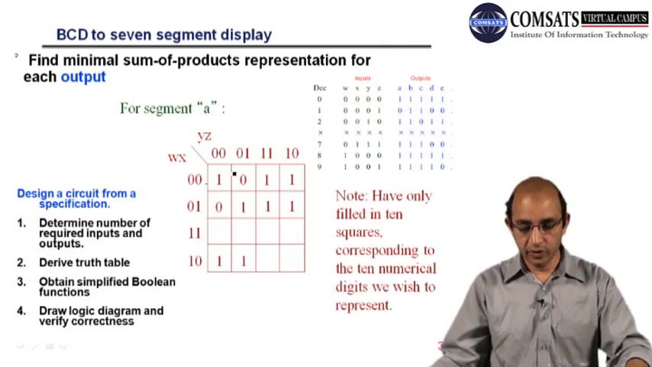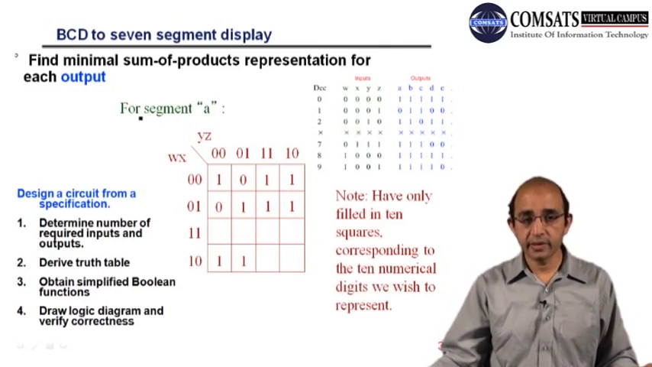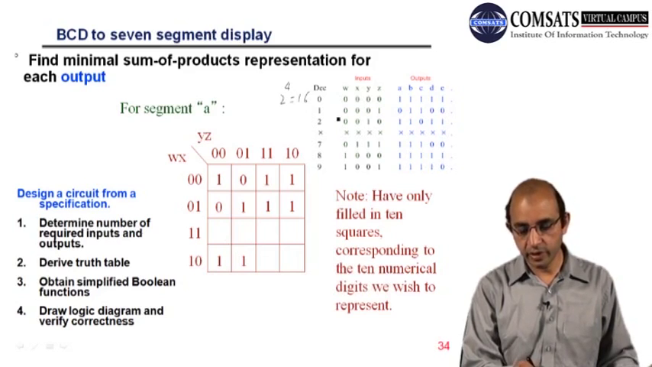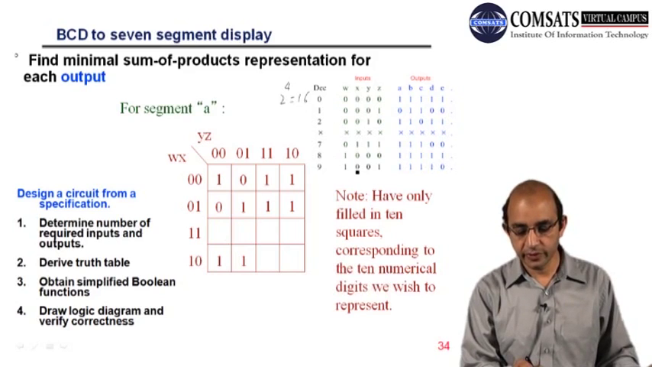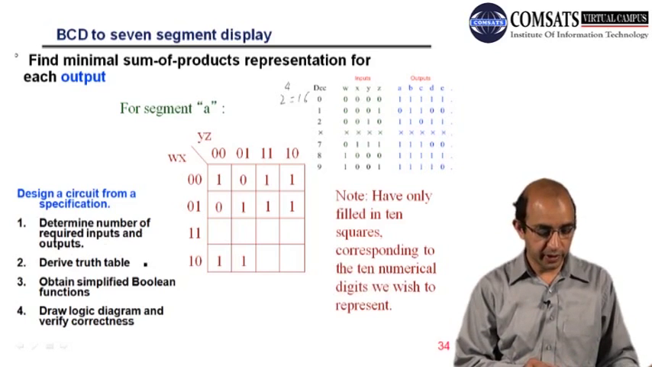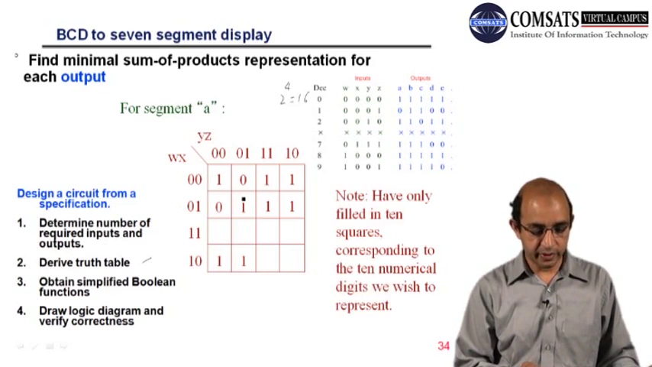Now if you consider segment A for all those different possible decimal values, these are the corresponding binary values, and this is the output. So this is the input combination. You can see that we have only used 10 values. We can have 2 raised to power 4, 16 combinations, but we have used only 0 to 9, 10 combinations. So the rest of the combinations are unused. This is the second step, derive the truth table.